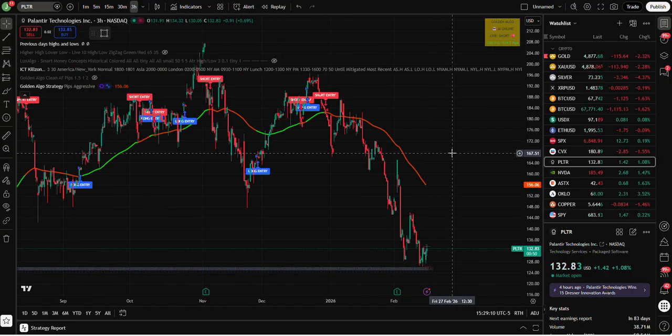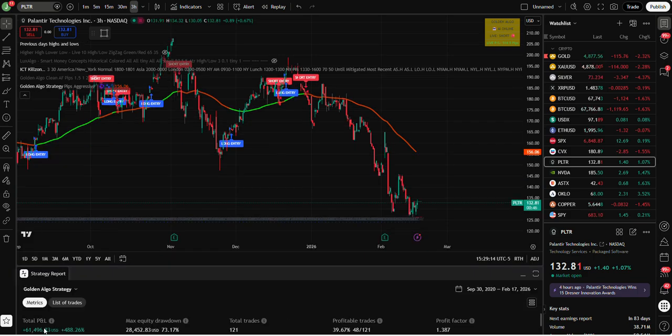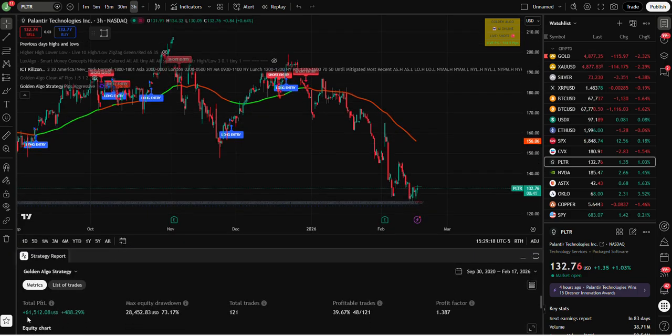You can't really backtest trend lines. Sometimes they work, sometimes they don't. But if you go on here, it says automatically. This is the key feature, because if you see this here, if you just traded what we did on Palantir, for example, and you're on the 3-hour time frame, you're up 488%.